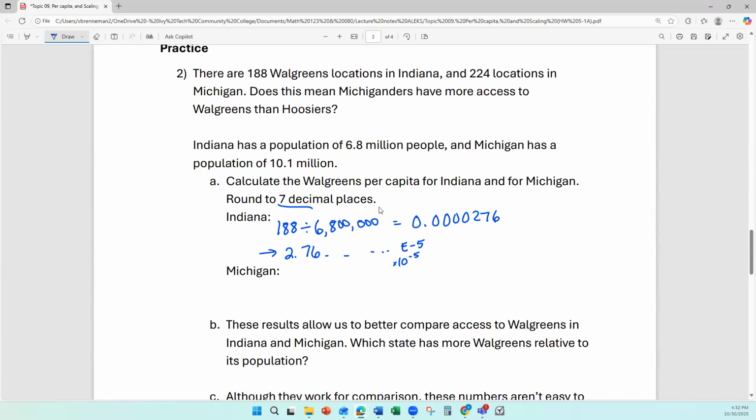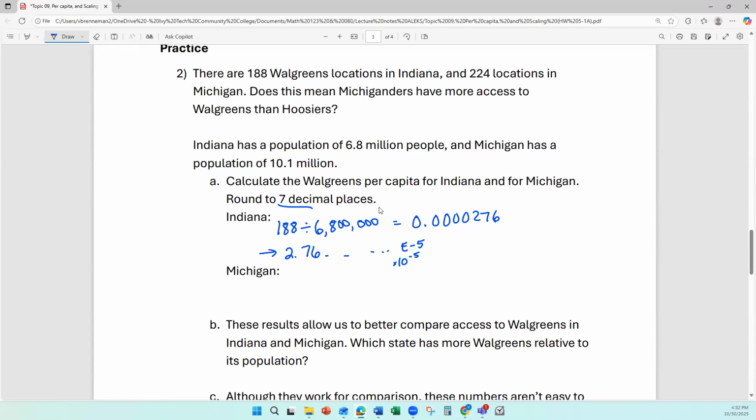If you just look at the 2.76 and give that as the answer, you want to think about what makes sense, because if it was 2.76 per capita, that would mean there's 2 entire Walgreens locations just for me. There's another 2 entire Walgreens just for you. The next person, your mom, has 2 entire Walgreens just for her, your sister, your friend, every single person has 2 entire Walgreens just for them. That clearly doesn't make sense because there's only 188 total in the state.